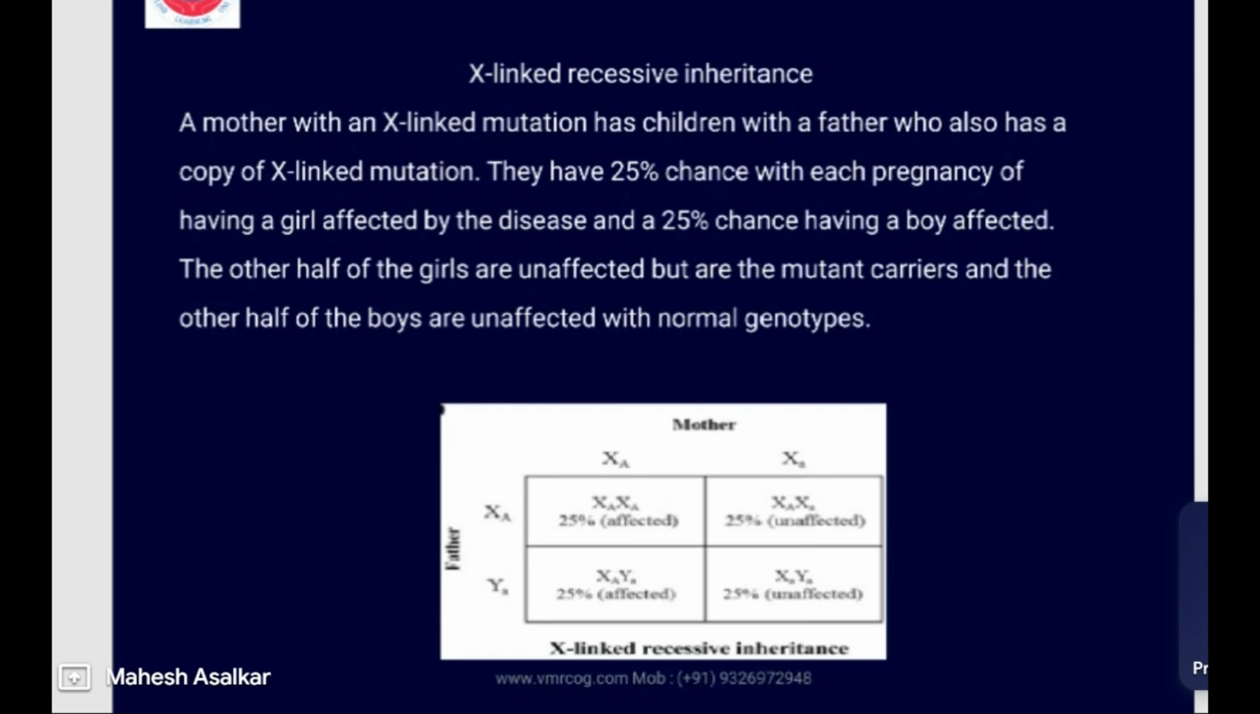This is the only condition in which you will have affection of a daughter in X-linked recessive. Normally in X-linked recessive, only males get affected, but a daughter will get affected only when the father is also affected and the mother is a carrier. In that particular case, you will have affection of the daughter also.